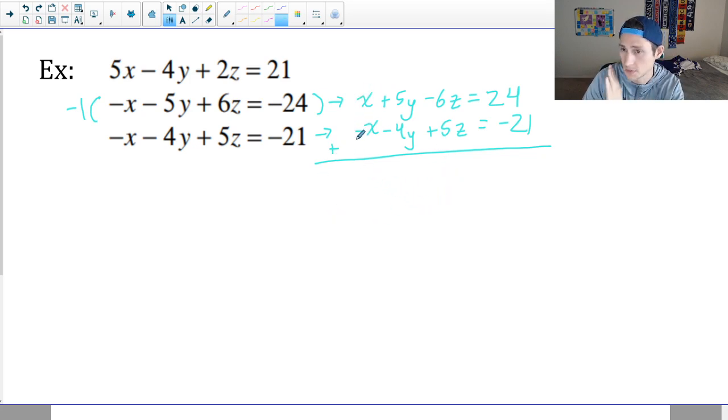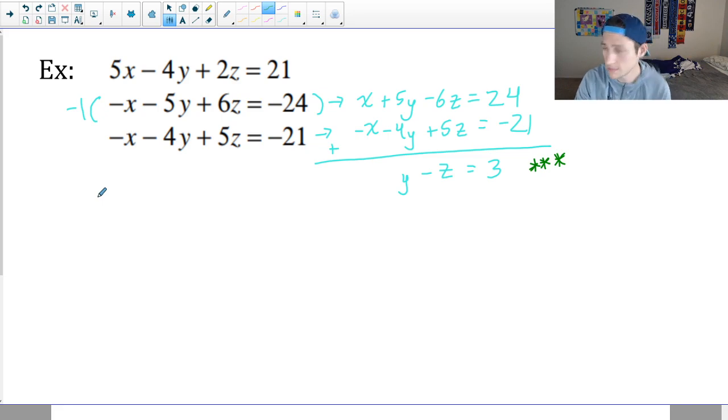Column by column, just moving across. So 0. 5y plus negative 4y is just y. Negative 6z plus 5z is minus z. 24 plus negative 21 is 3. And I'm going to star this equation so that I keep track of it and remember that I need it for later.